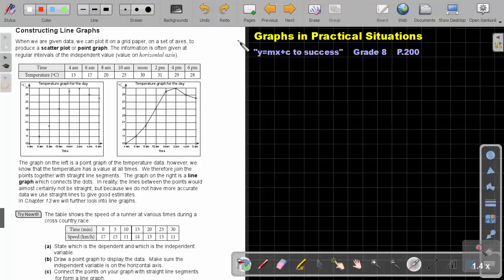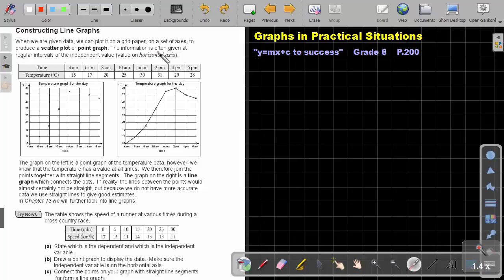Part 5. We are going to continue with graphs in practical situations. You will find this on page 200 in the Namibian Mathematics Grade 8 textbook, y equals mx plus c to success. We're going to look at constructing line graphs. When we are given data, we can plot it on a grid paper on a set of axes to produce a scatter plot or point graph.